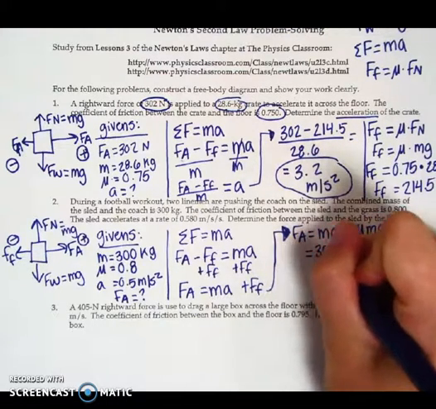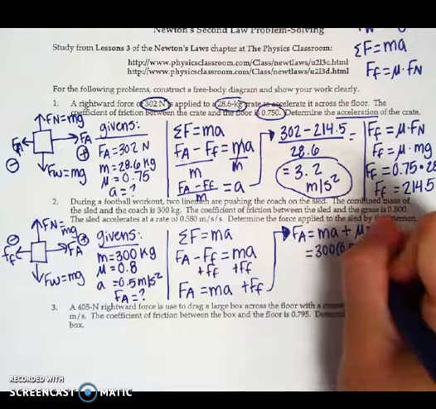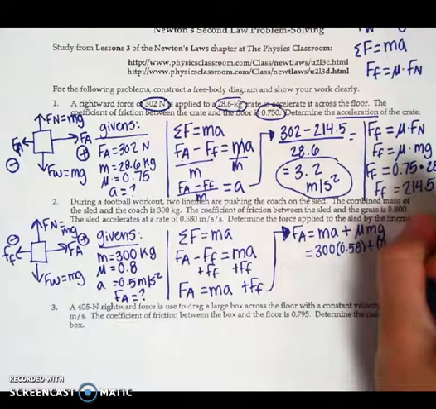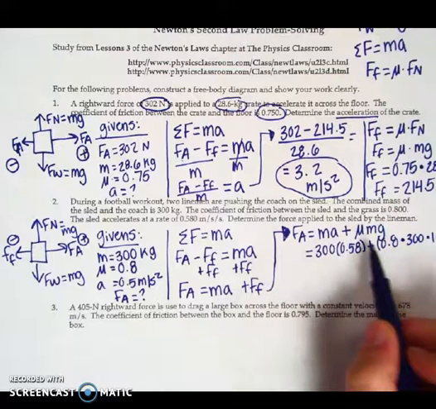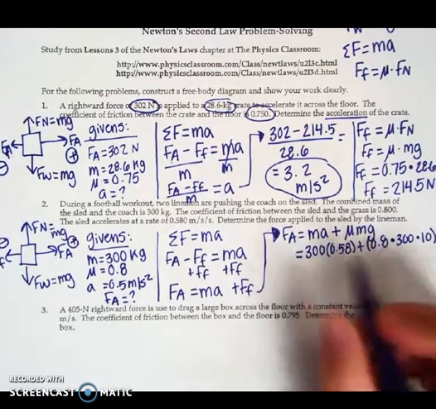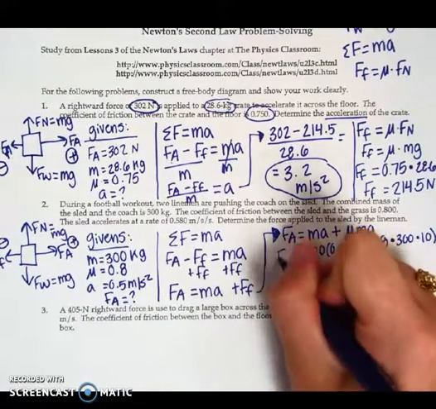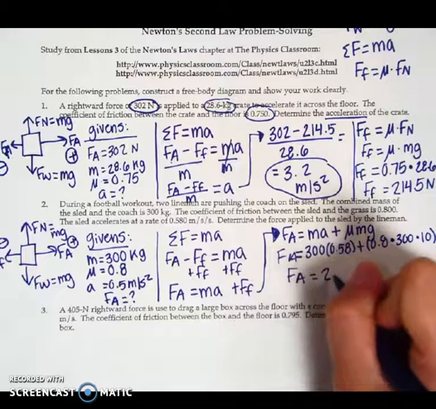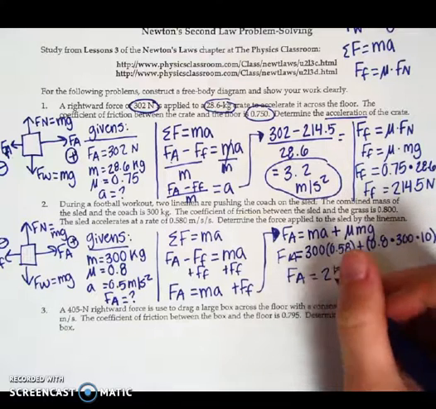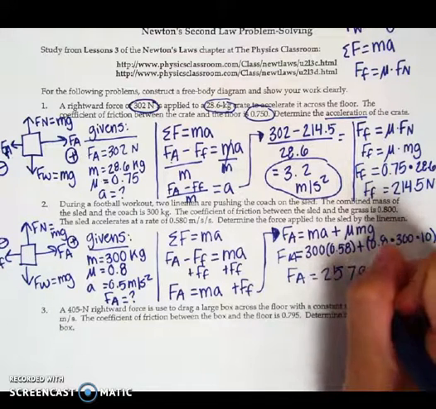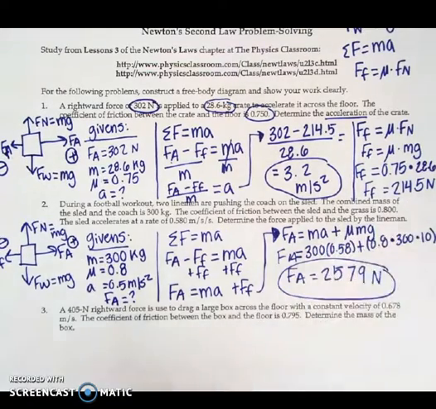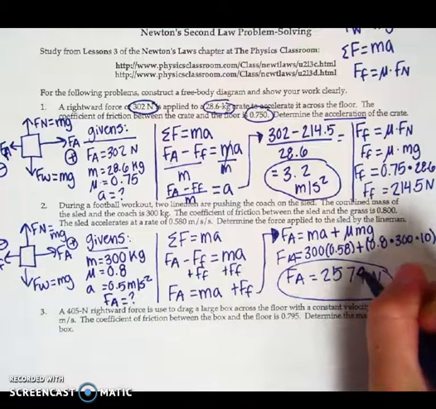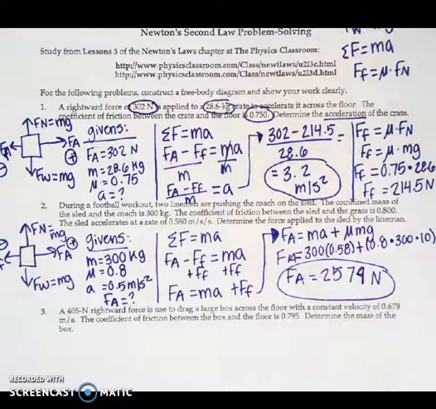So I'm going to end up with 300 times 0.58 plus my mu of 0.8 times my 300 times 10. So we're just multiplying MA together and then multiplying all three values here. And so for our applied force, we should get 2,579 newtons. Oh, excuse me, that's supposed to be 74. 74 newtons. All right, so that's 1 and 2.